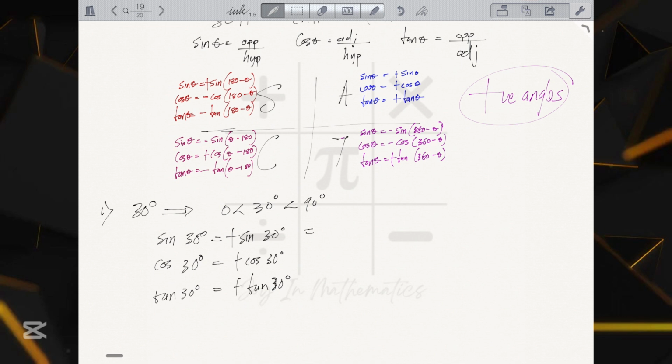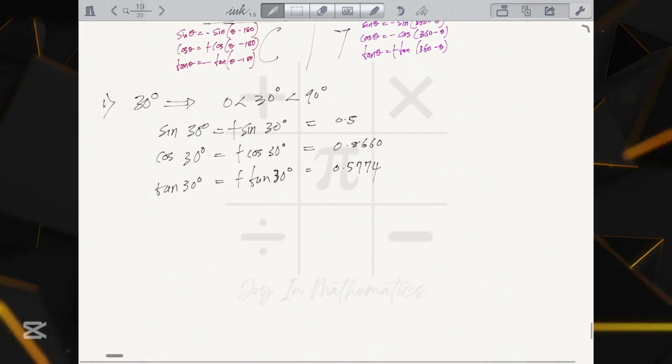Now you can use tables, you can use your calculator. Let's just evaluate the values of these. So sine 30 degrees is equal to 0.5, cos 30 degrees is equal to 0.8660, and tan 30 degrees is equal to 0.5774. All right, that's that for question 1.